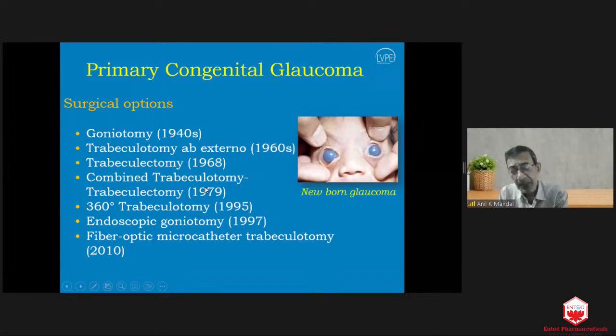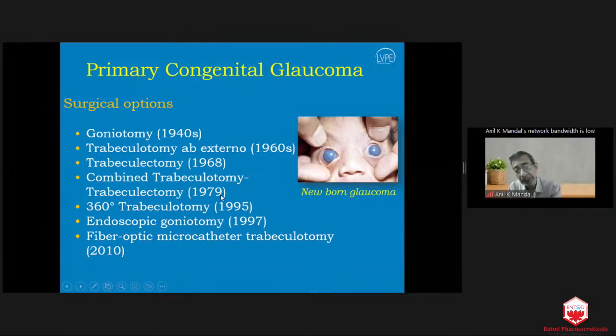But before that, a similar technique was practiced in different parts of the world, in France, Paris, and Maurice Lange in New York actually published this paper. If you go by publication, Dr. Sood's technique was published initially in the Indian Journal in the year 1983. In 1995, 360 degree trabeculotomy with Prolene suture; endoscopic goniotomy in 1997; and in 2010, a very elegant technique was described, fiber optic microcatheter trabeculotomy, to do really circumferential trabeculotomy.